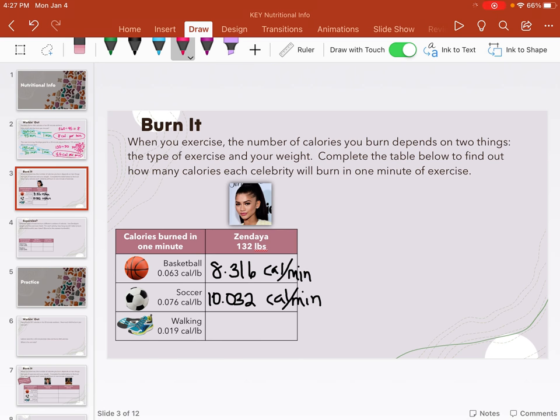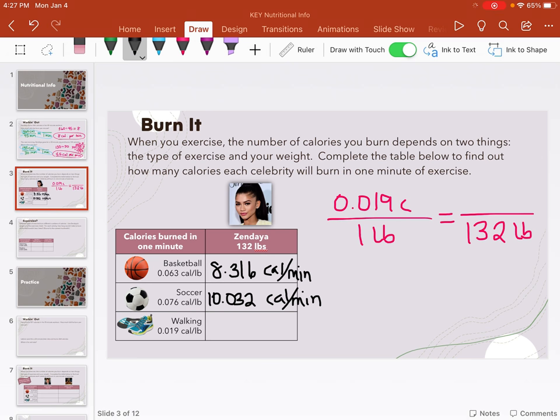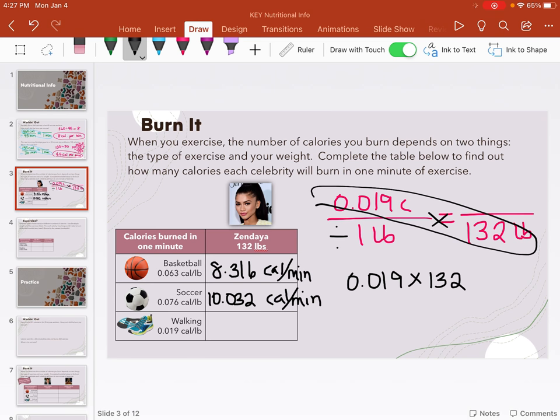Set up your unit rate. Go ahead and do that, which should look like 0.019 calories over 1 pound. On the other side, again, think how many pounds is Zendaya? She's 132 pounds. I'm going to set that up on bottom. Go ahead and cross multiply and divide for that one. So 0.019 times 132. Okay, when I use my calculator for that, I get 2.508.